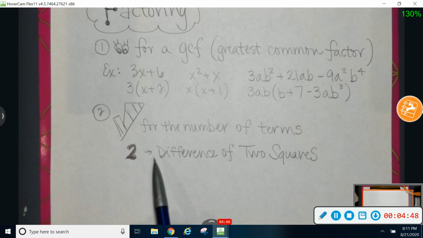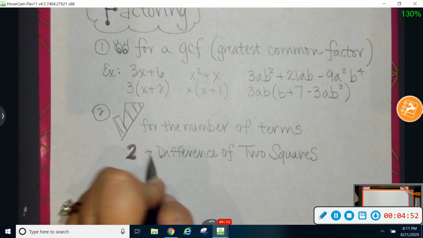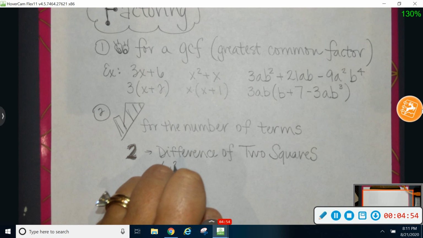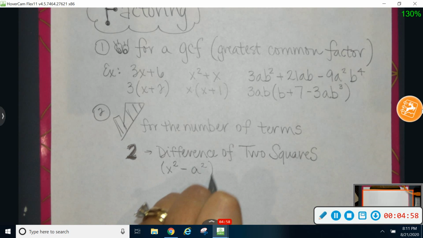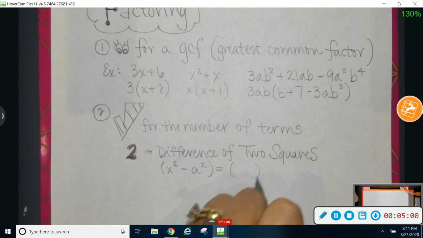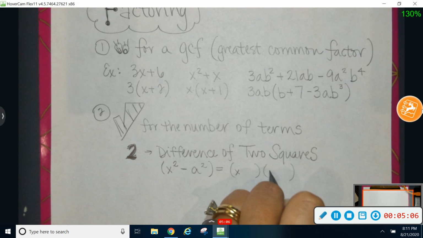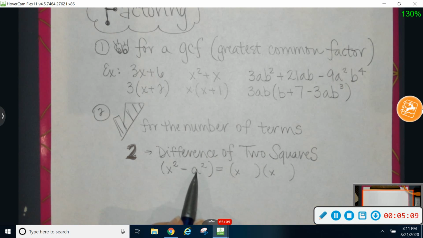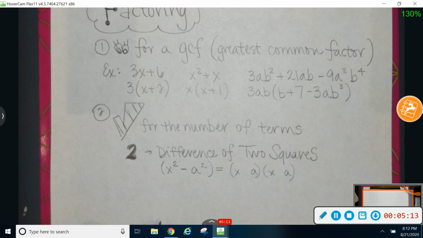Sometimes referred to as DOTS, D-O-T-S, difference of two squares. This would be the pattern that if I have one term squared minus a second term squared, it's going to break down to two factors, where I take the square root of the first term. The square root of x squared would be x and x. The square root of a squared would be a, so I'll put a front, a back.